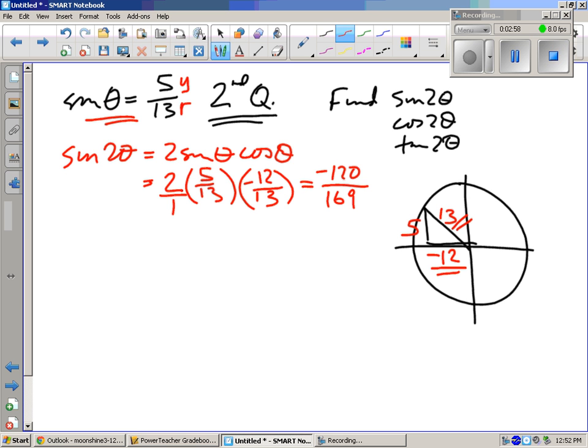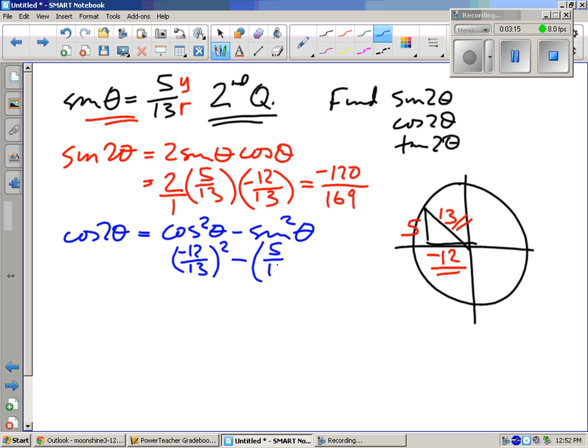Okay, then the next one, let's do blue. Cosine of 2 theta is cosine squared minus sine squared. Cosine squared, we said our cosine was negative 12 13ths, and sine squared is 5 13ths. So squaring each of those, I get 144, and both denominators are going to be 169, so I'm going to combine them right away. And then 5 squared is 25, so together that's 119 over 169.